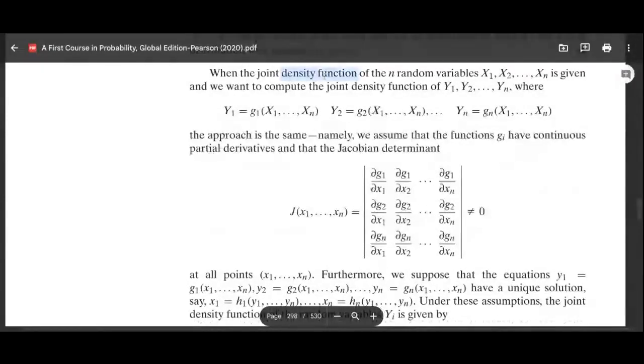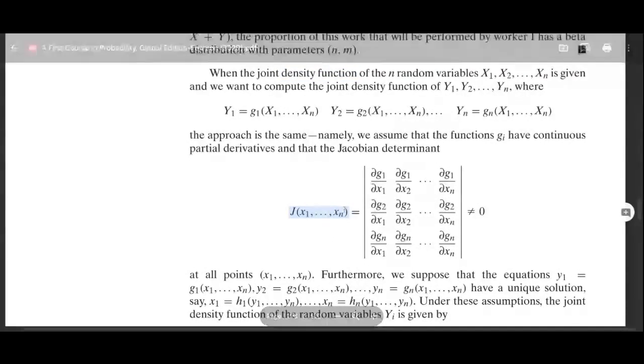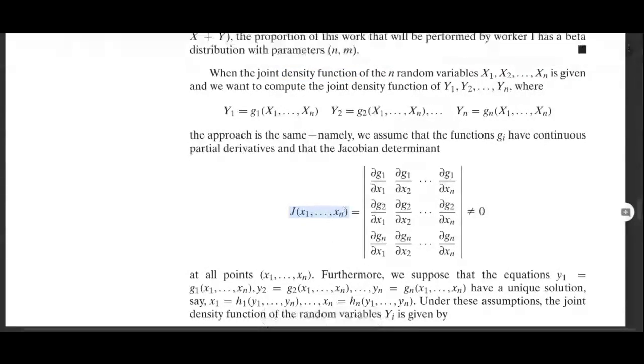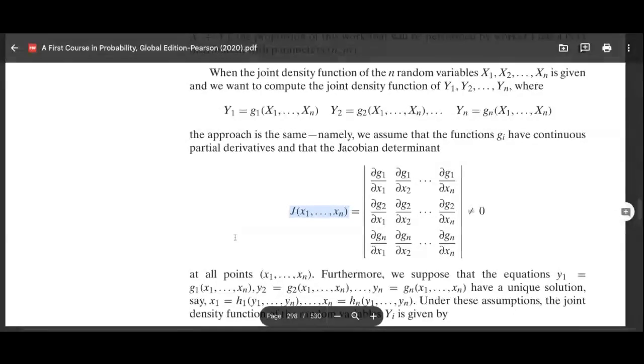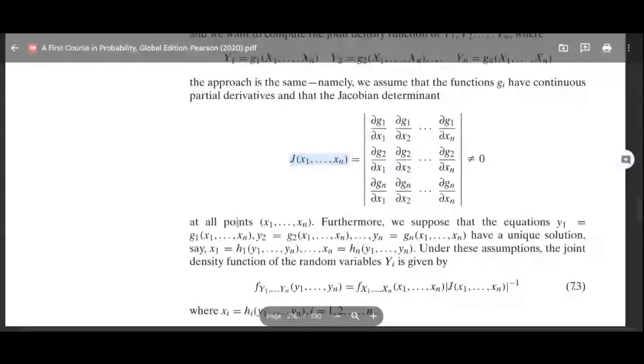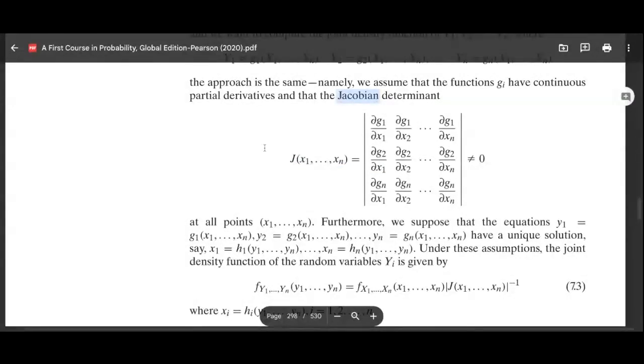When the joint density takes n variables, of course we can calculate the Jacobi, right? The determinant is defined on a 2 by 2 matrix, but we know how to do higher. As long as it's a square matrix, we can always calculate the determinant, and the same thing, we can always calculate the Jacobi determinant.